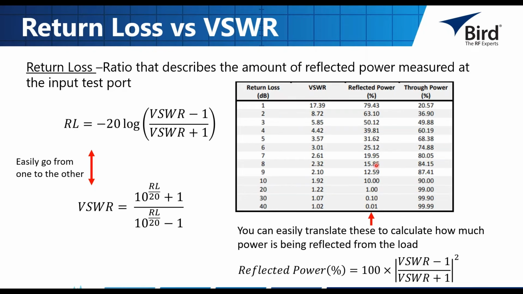So for example, once we get lower than about 10 dB of return loss, or a VSWR of less than 1.92, now we're getting to where at least 90% of the power is being delivered to the load. And then as we move down from there, we continue to have more and more power being effectively transferred to the load.